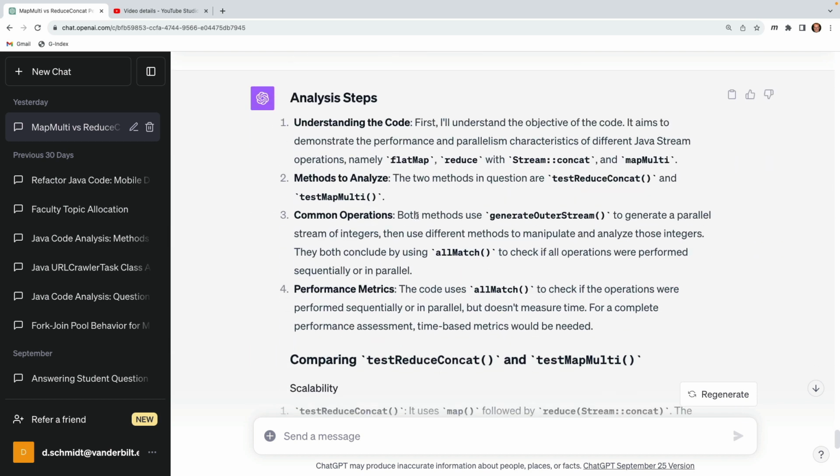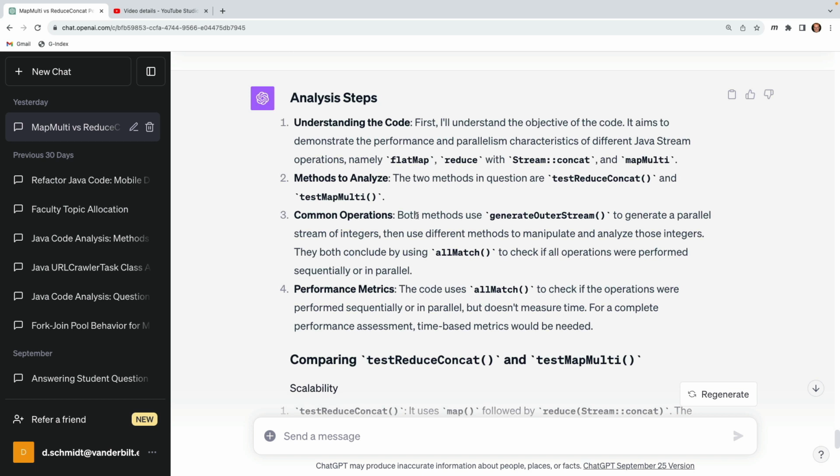First, it says, I'm going to understand the code. So it's going to take a look at the differences between flatMap, reduce with stream-concat, and mapMulti. It figured out that's what I was asking it, which I thought was pretty cool. It said, I'm going to focus on the testReducedConcat and testMapMulti methods. It understood those were methods and how to analyze them. And then it starts looking at my code.